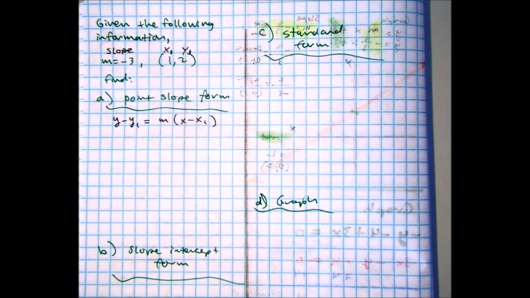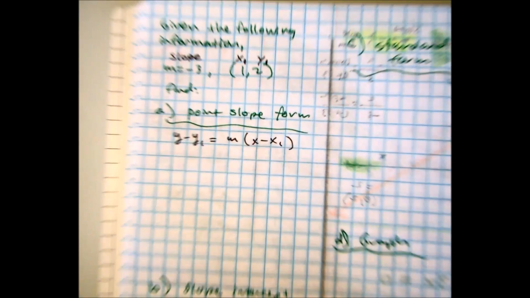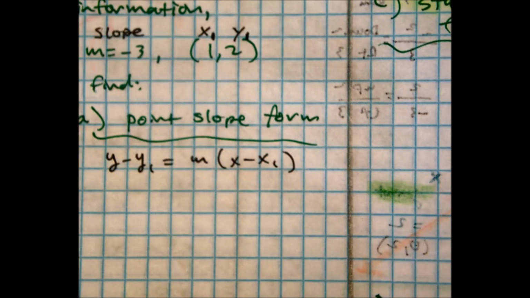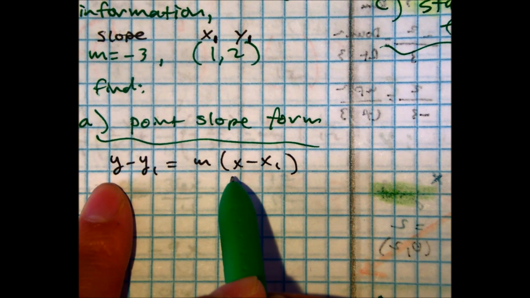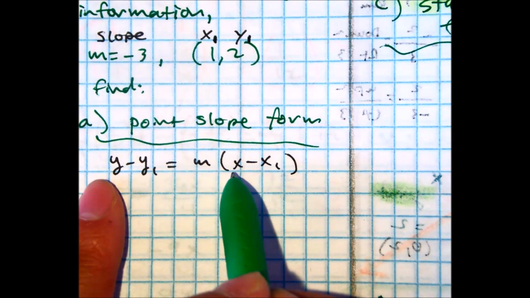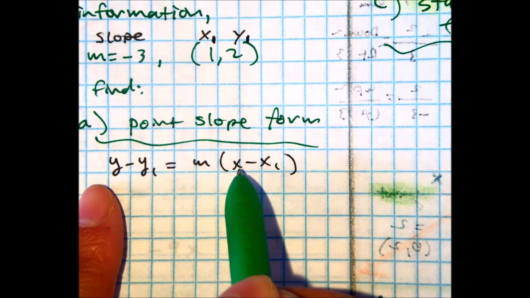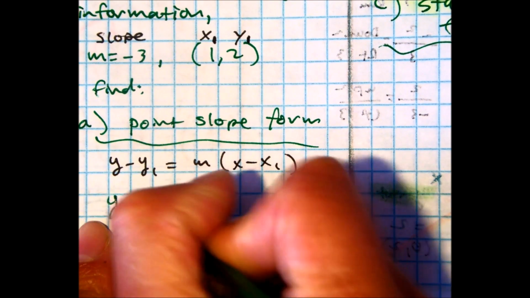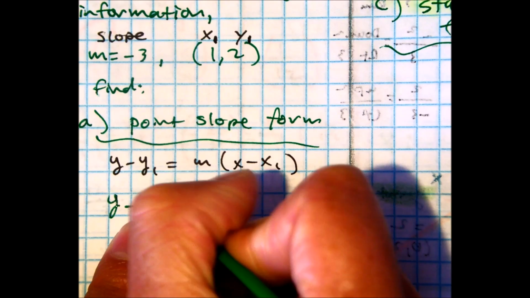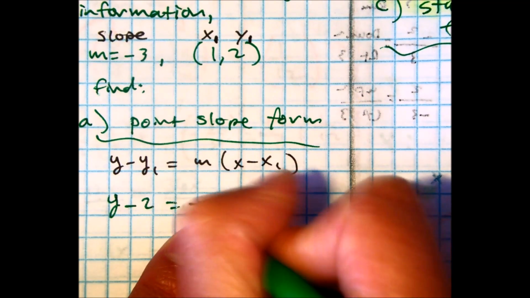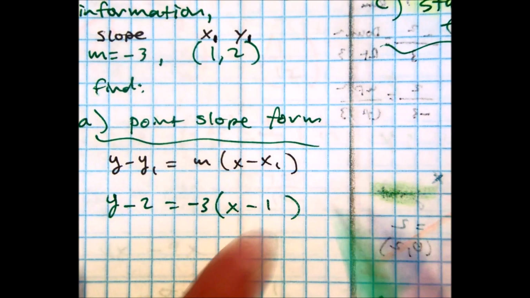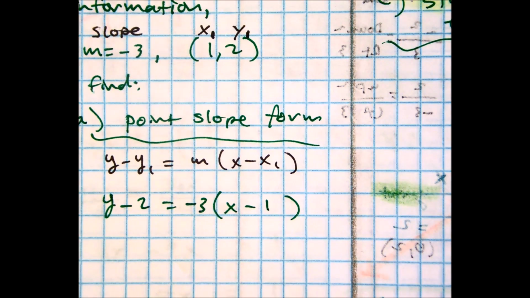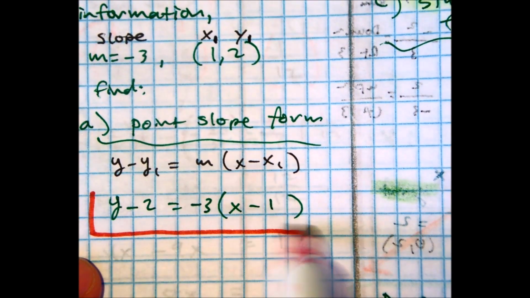So I'm just going to do my substitution into there. Now, in point-slope form, the x and the y here, the ones without the 1, you just leave those. They're part of the equation. And you just do your substitution. y minus y1, which is 2, equals my slope of -3, times x minus x1, which is just 1. That's it. That's your answer for point-slope form.